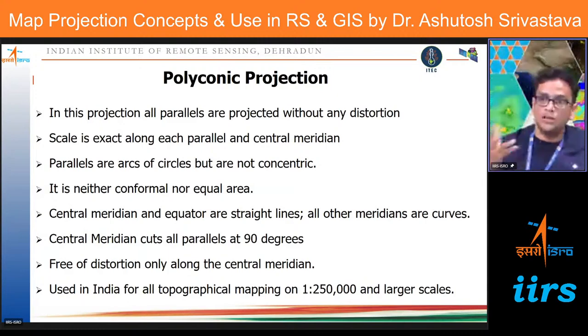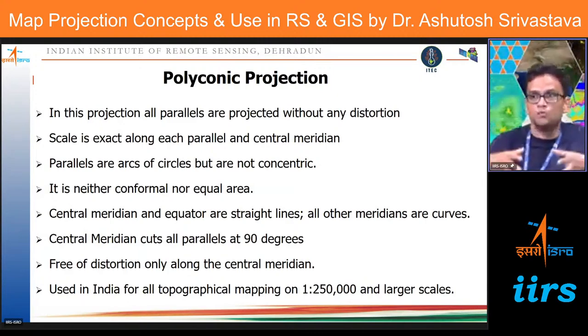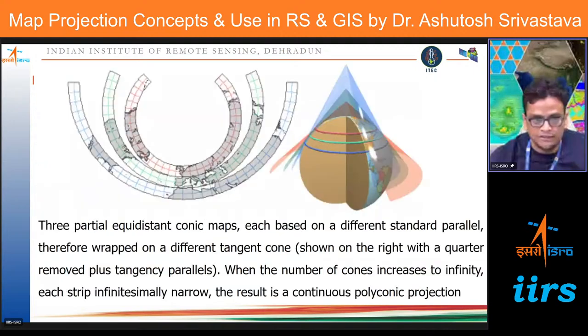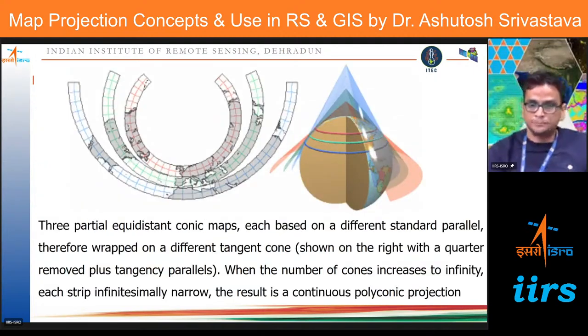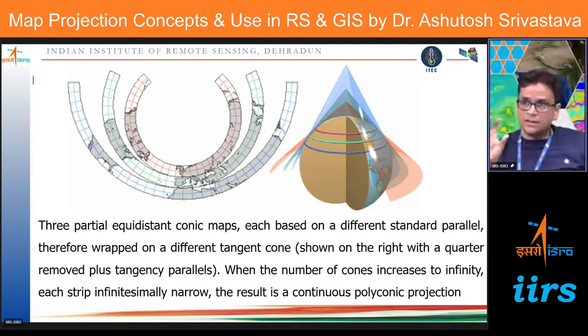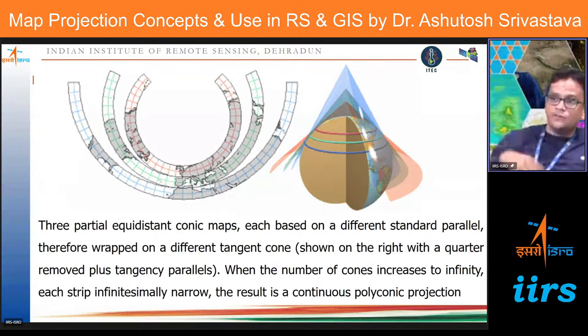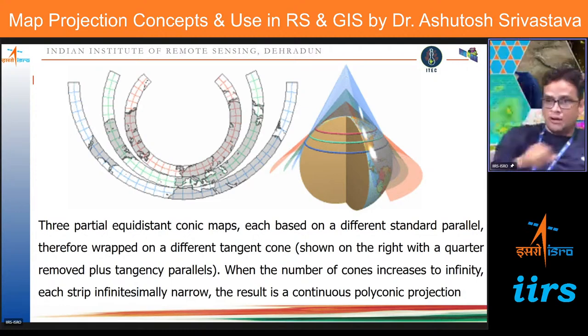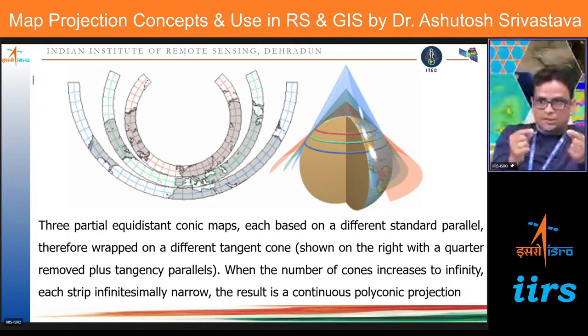In polyconic, the name itself says more than one cone we will use. Conic, cone, poly means more. So we use more cones. In this figure we can see what we have done. We have taken three different cones, red, blue and green, of different sizes. The red cone we put onto the globe. Wherever it is touching, I'm not taking the whole thing, I will just take the very thin strip.